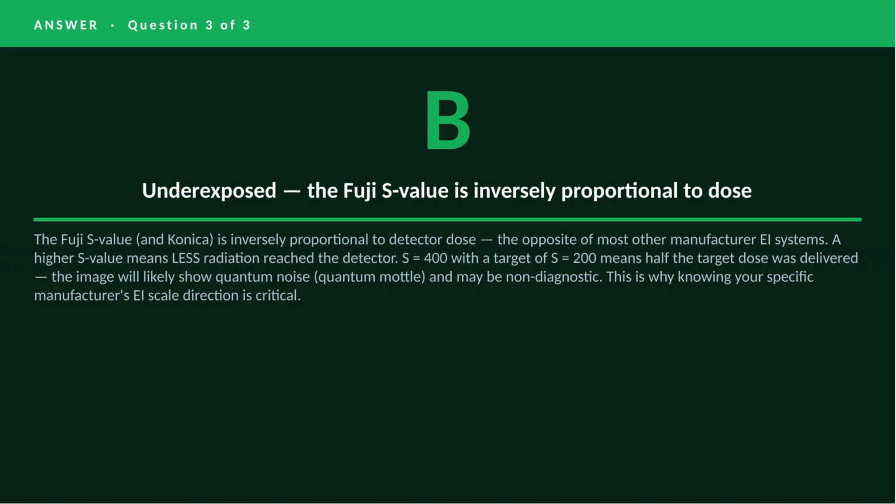This is one of the most commonly tested manufacturer-specific EI facts on the ARRT. Know that Fuji runs opposite to most other systems.